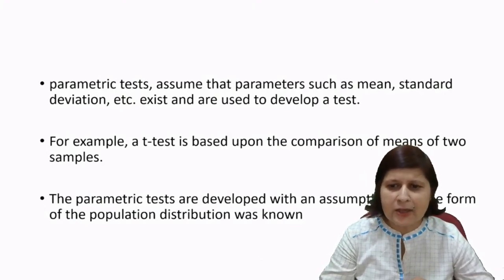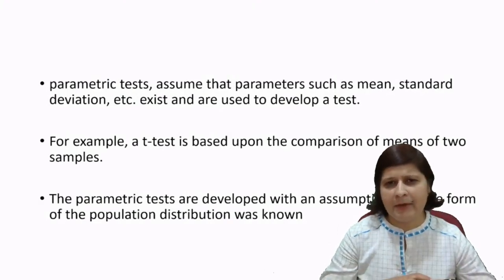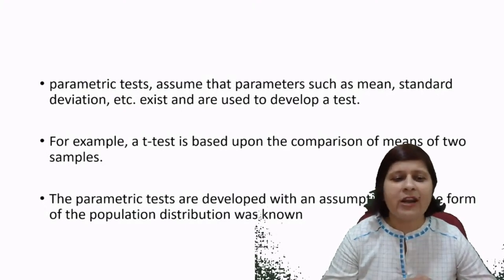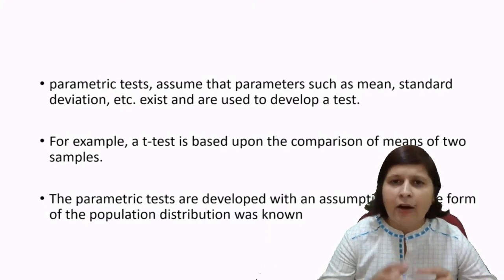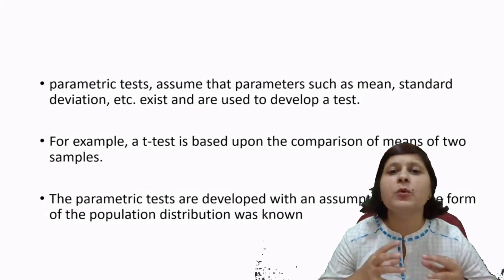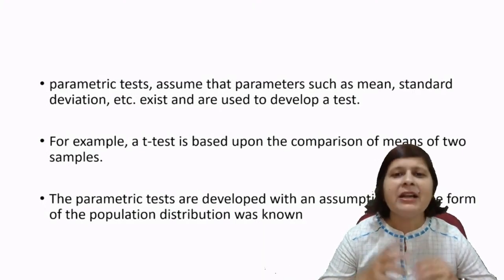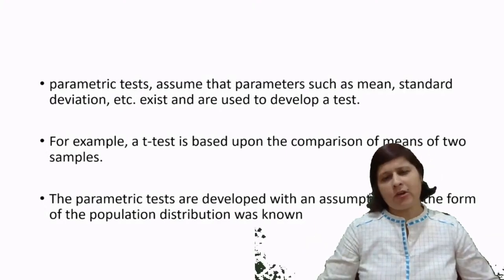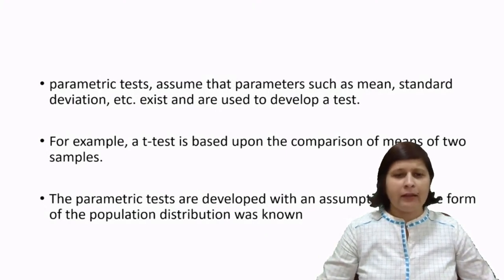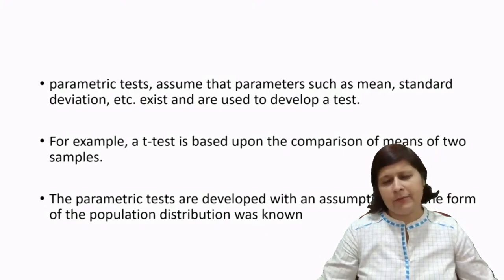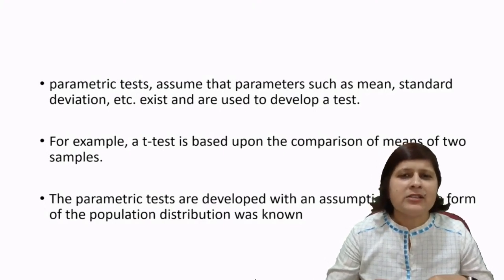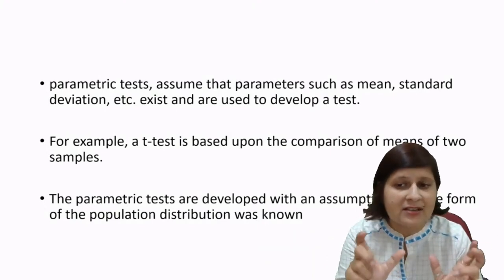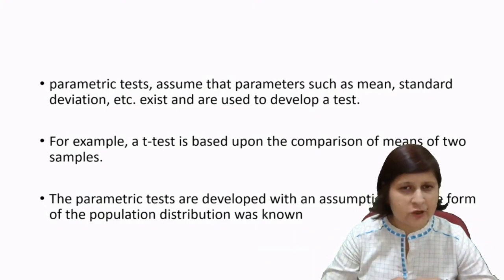In a parametric test, there are certain parameters. We assume that there are certain parameters like mean, like standard deviation, and on the basis of these parameters we develop a test. For example, the t-test, right? When we want to compare the means of two populations, then parametric tests are developed, right? That is, when we want to compare the mean, it involves a parametric test because there are certain parameters such as mean and standard deviation, right?